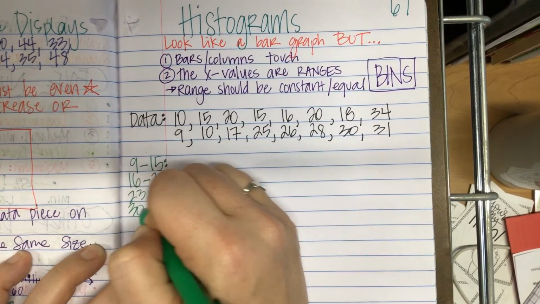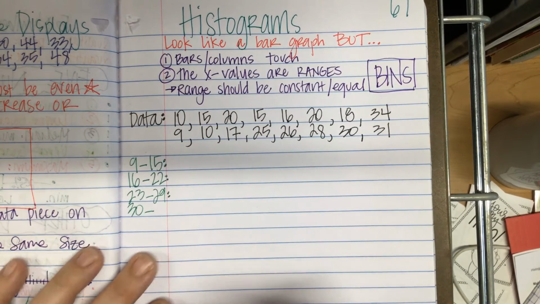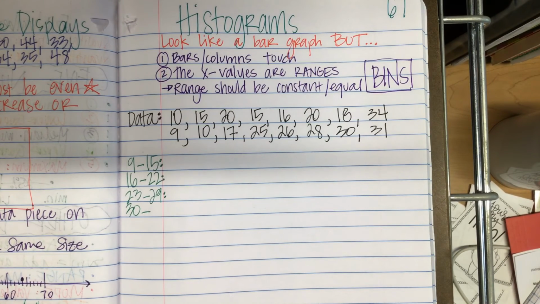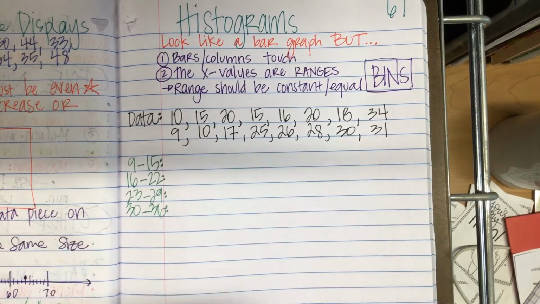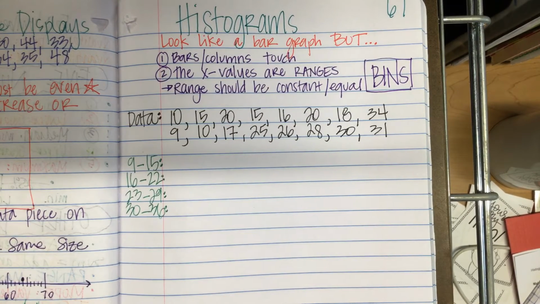And then the last one is 30, 31, 32, 33, 34, 35, 36. I thought it was going to go to 37 because there are 7 in there, but you have to include the first value. If you did 30 plus 7, it's not including the number 30. You have to include the number 30.